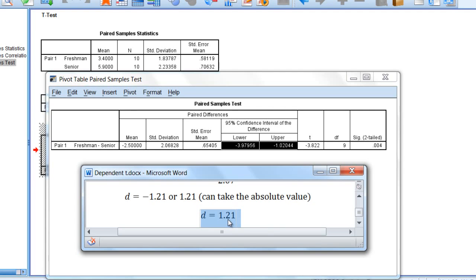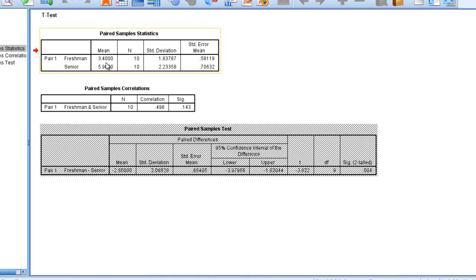And a d of 1.21 means that there is a 1.21 standard deviation difference between the senior and freshman year means. So the seniors were 1.21 standard deviations higher in terms of their openness to e-texts than were freshmen. This concludes the presentation on the dependent samples t-test in SPSS. Thanks for watching.